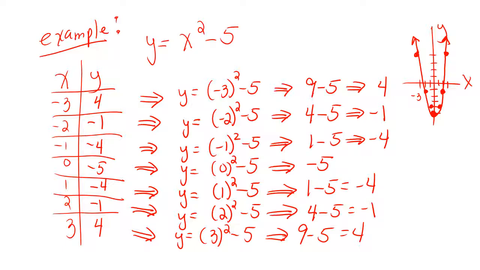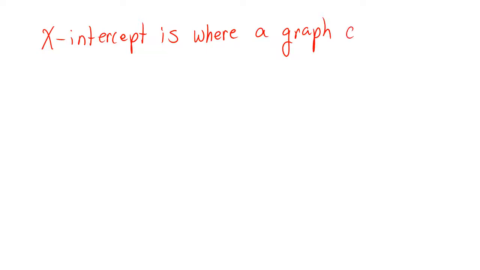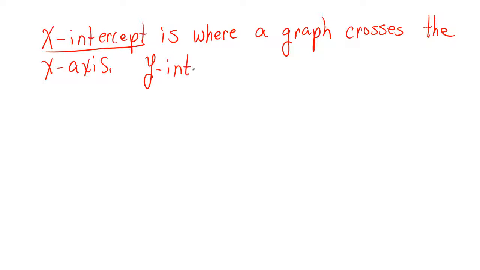Now, along with graphing, many times you are asked to state the x-intercept and the y-intercept, which I had just referenced. Remember, the x-intercept is where a graph crosses the x-axis, and its counterpart, the y-intercept, is where the graph would cross the y-axis.